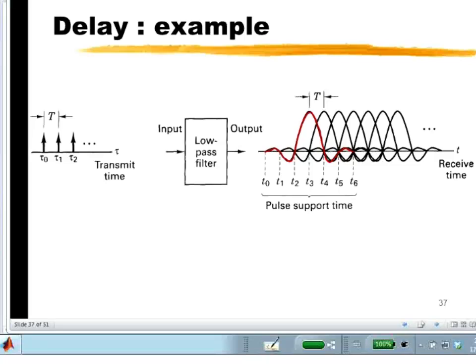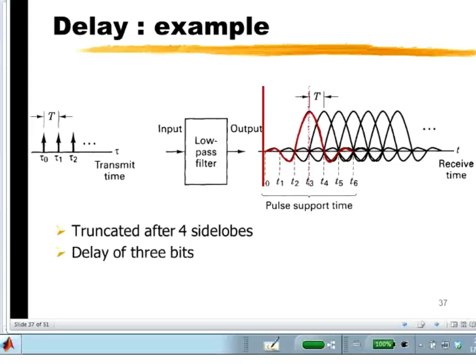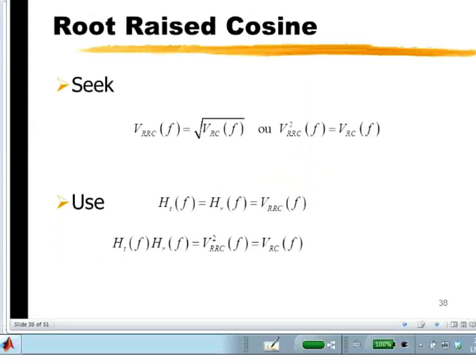Again, if we're trying to achieve these RC pulse shapes, of course, they have infinite time support, which we cannot deal with in the lab. So, of course, we're going to have to truncate and delay in order to create a pulse that can be transmitted. Here's an example of a pulse that's truncated after 4 side lobes, and it has to introduce a delay of 3 bits in order to realize the shaping filter for these pulse shapes.